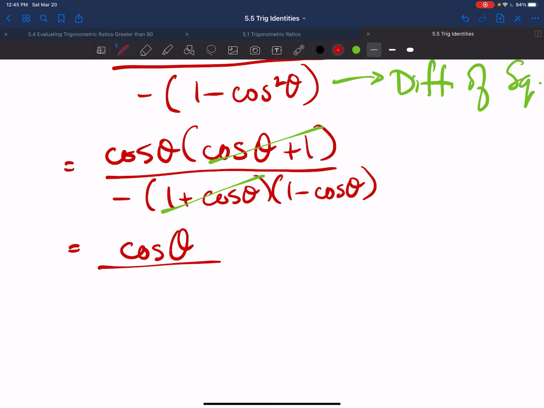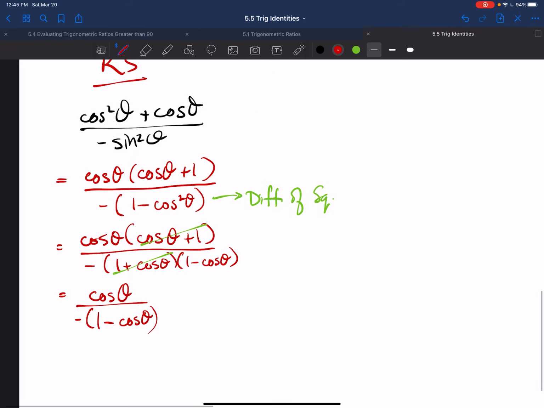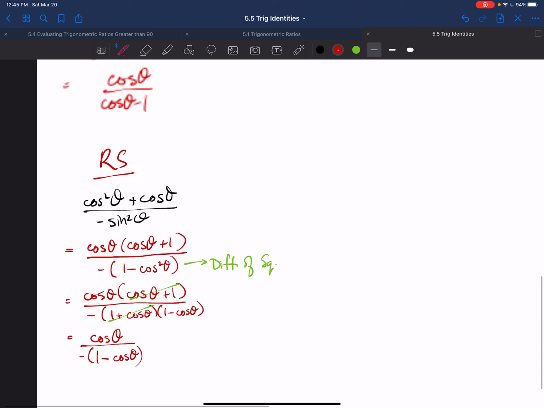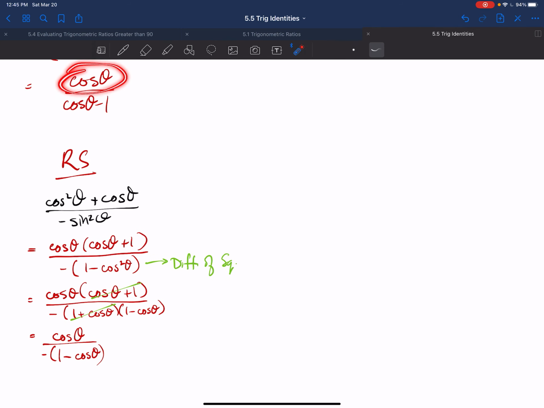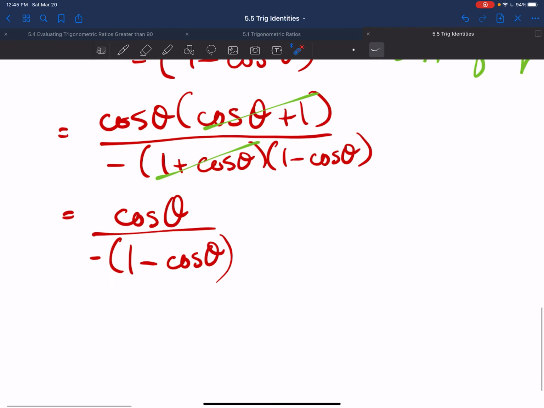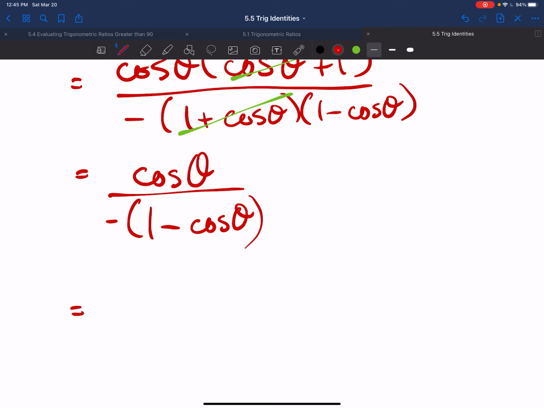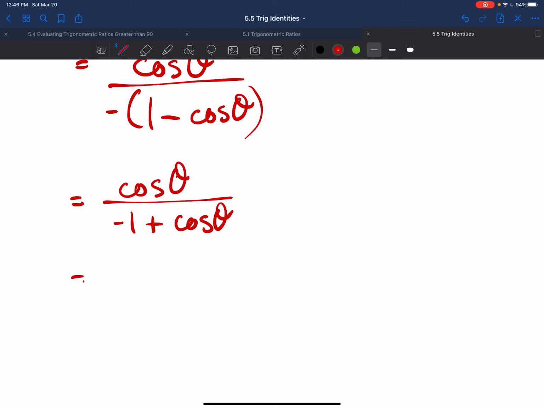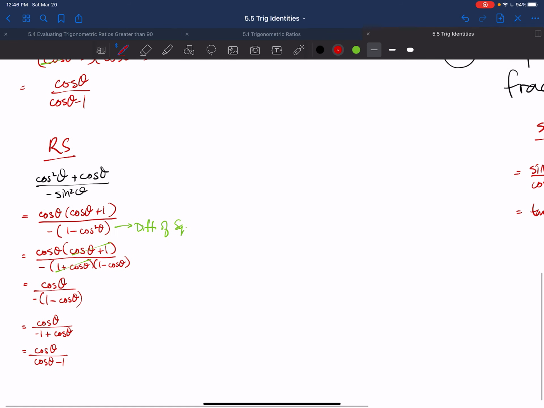So cos theta on top. On the bottom, I have negative 1 minus cos theta. So now if I check back in with what the left side I simplified to when I had it there, I'm pretty close. Cos theta on top, cos theta on the bottom. But here I had cos theta minus 1, so it's not quite the same yet. If I distribute that negative in, I get negative 1 plus cos theta, which if I rearrange it, looks exactly the same as what I changed the left side to be.